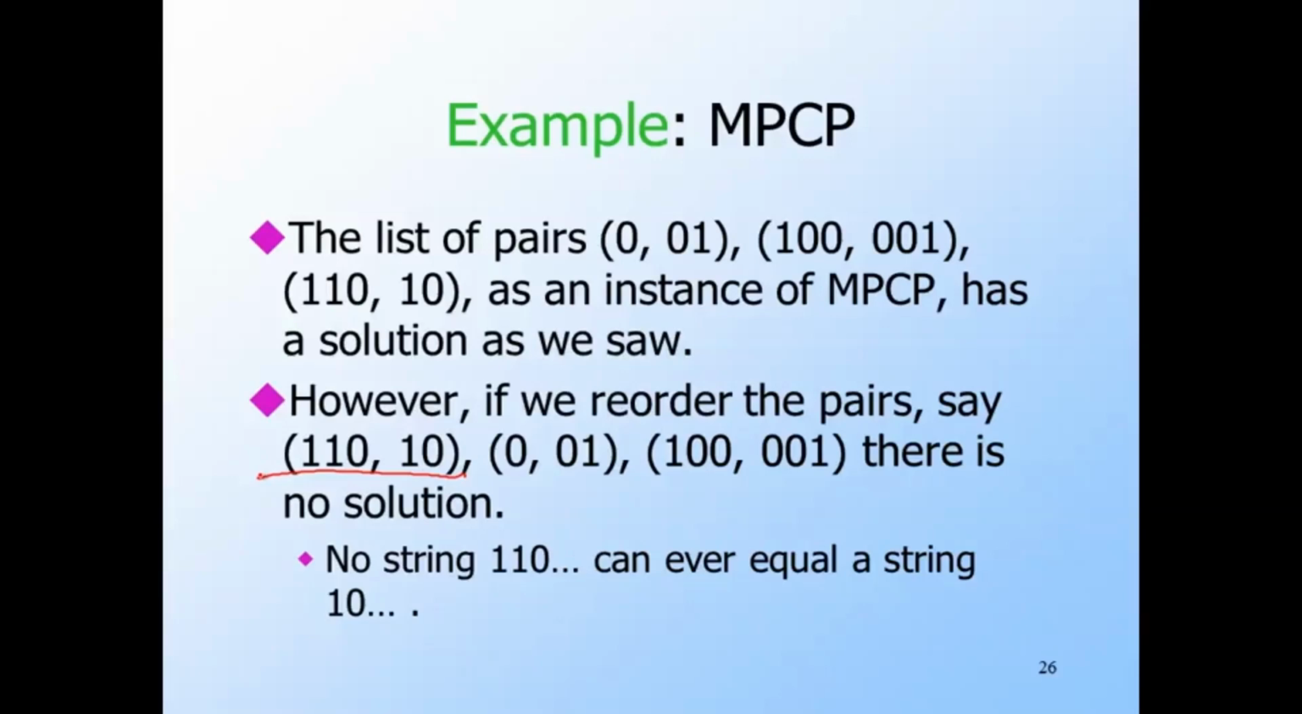Any solution would have to begin with index 1, but then the first of the two strings would begin 1, 1, 0, and the second would begin 1, 0. So no matter how we extend these strings, they disagree in the second positions, and so they are not equal.